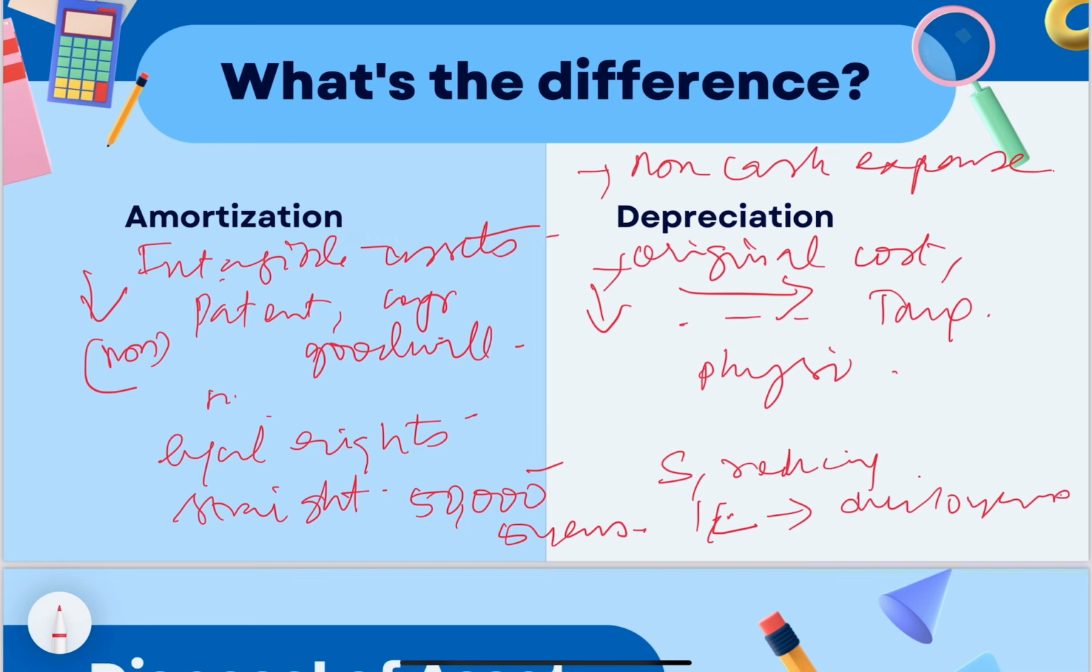So depreciation and amortization, I think you get it. Depreciation is for tangible fixed assets and amortization is for intangible fixed assets. I hope you get it.